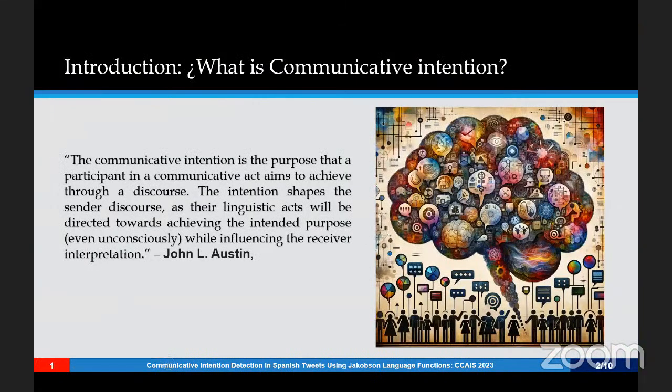Well, first of all, what is communicative intention? The communicative intention is the purpose that a participant in a communicative act aims to achieve through discourse. The intention shapes the sender's discourse, as their linguistic acts will be directed towards achieving the intended purposes, even unconsciously, while influencing the receiver's interpretation.